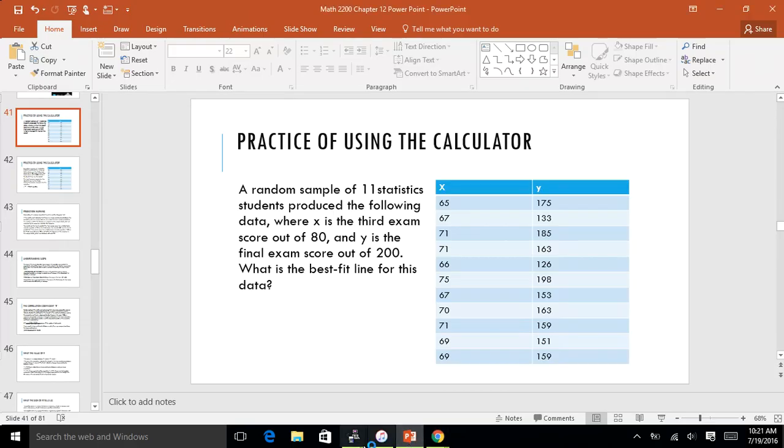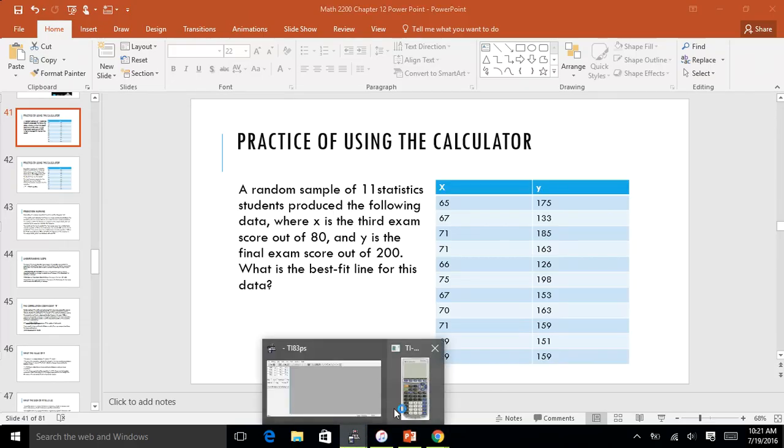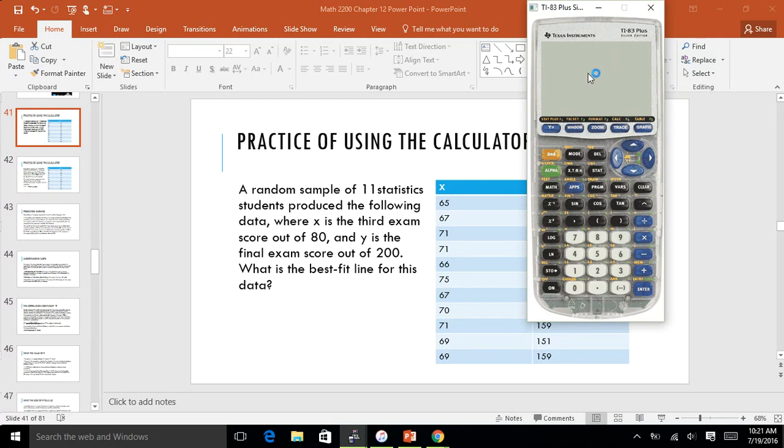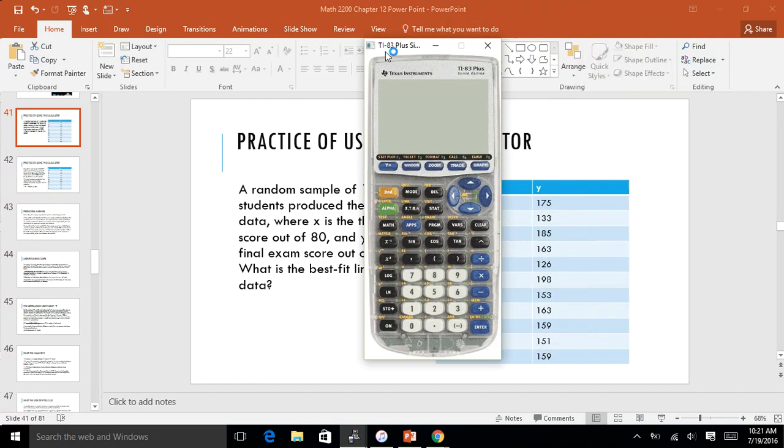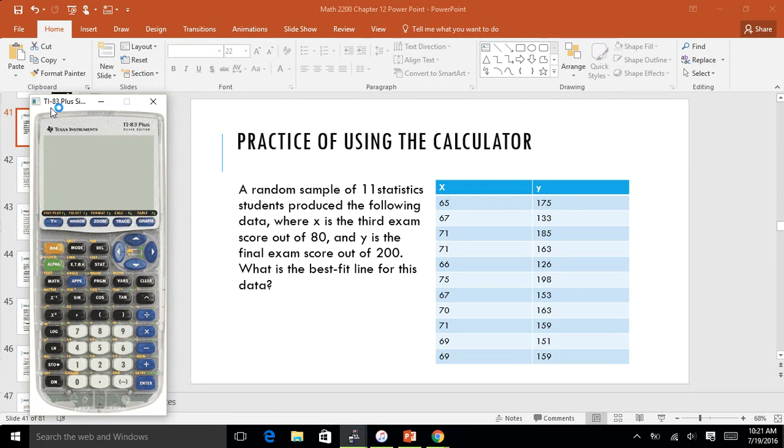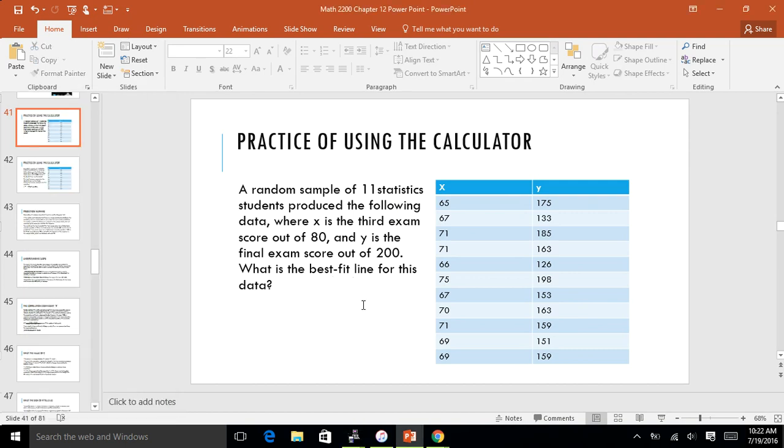So let's go back to the PowerPoint, and I'm actually going to show you how to put this in the calculator. I have data right here that I've been talking about during this PowerPoint. It's 11 statistics students, and I want to see how they do on their third exam compared to their final exam. We saw this in one of the scatter plots.